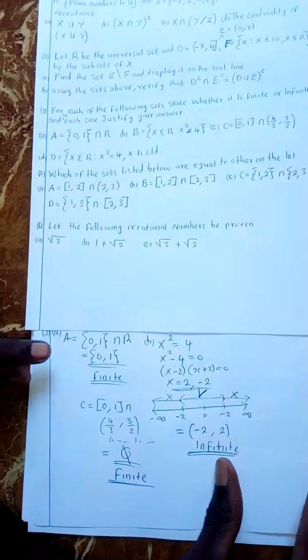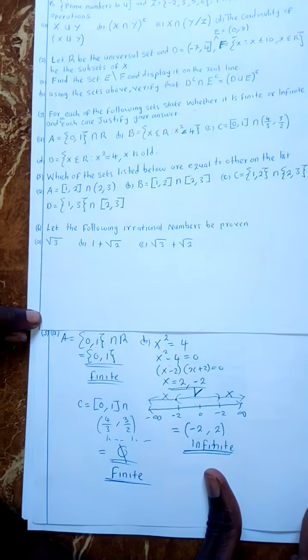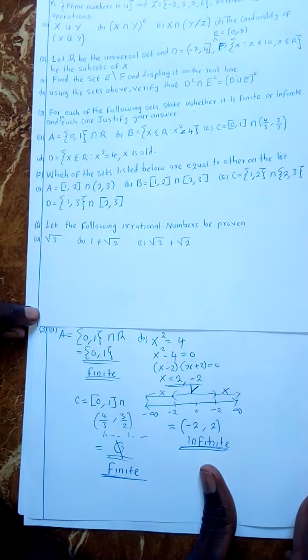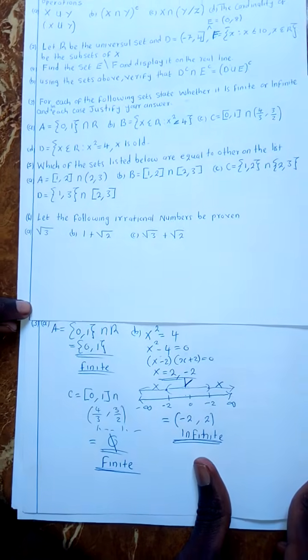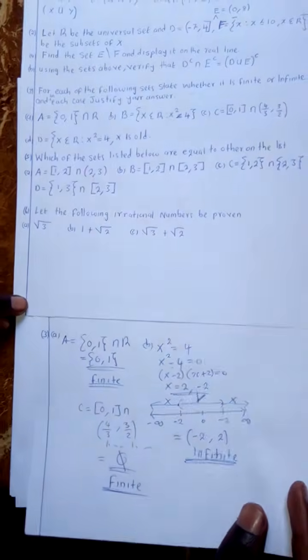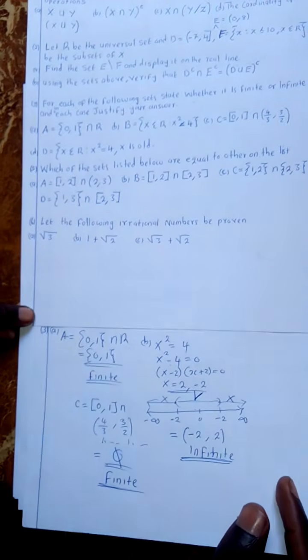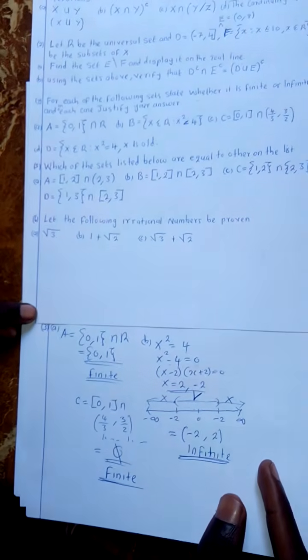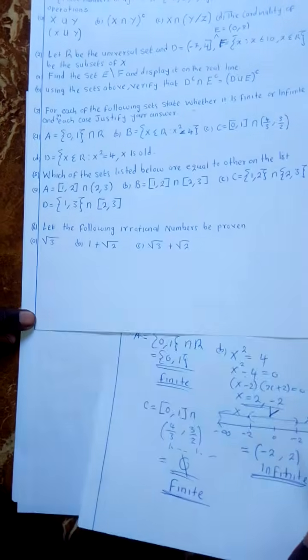It's quite simple. We get to 5. Which of the sets listed below are equal to each other on the list? This is very simple, so I won't do that one. I will leave it for my students. I'll leave it for you to do. Let me just do the last part. So the last part, I think I'm going to do C, so that at least you'll be able to learn something from there.